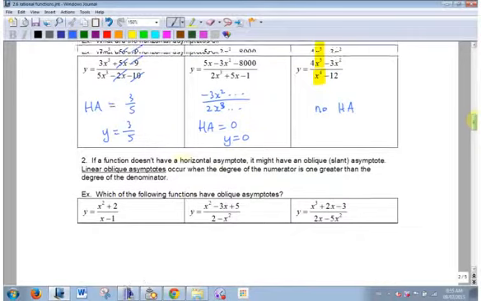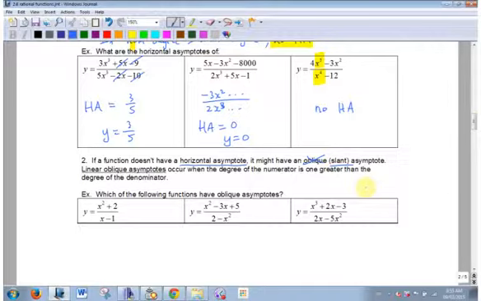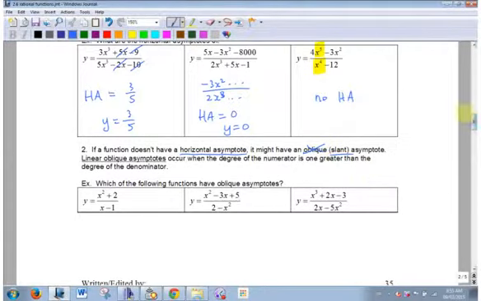If a function doesn't have an asymptote horizontally, it might have a slant asymptote. Something else we're gonna have to stick in our noodle. You can have an oblique one or a slant when the degree of the numerator is just 1 bigger than the denominator. Like this guy right here. We'll have a slant asymptote.